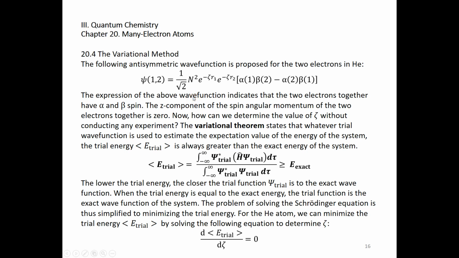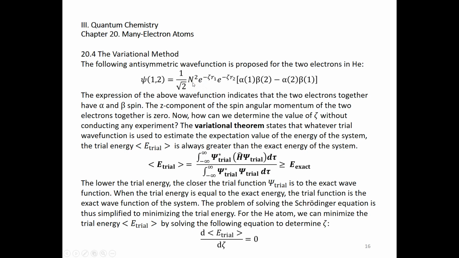Chapter 20, Many Electron Atoms, Section 20.4, the Variational Method. Here we propose an antisymmetric wave function for the two electrons in helium. Psi of electron 1 and electron 2 is equal to 1 over square root of 2 times N squared times the exponential function of negative zeta r1, another exponential function of negative zeta r2, times the spin part of the wave function, which is alpha 1 beta 2 minus alpha 2 beta 1.